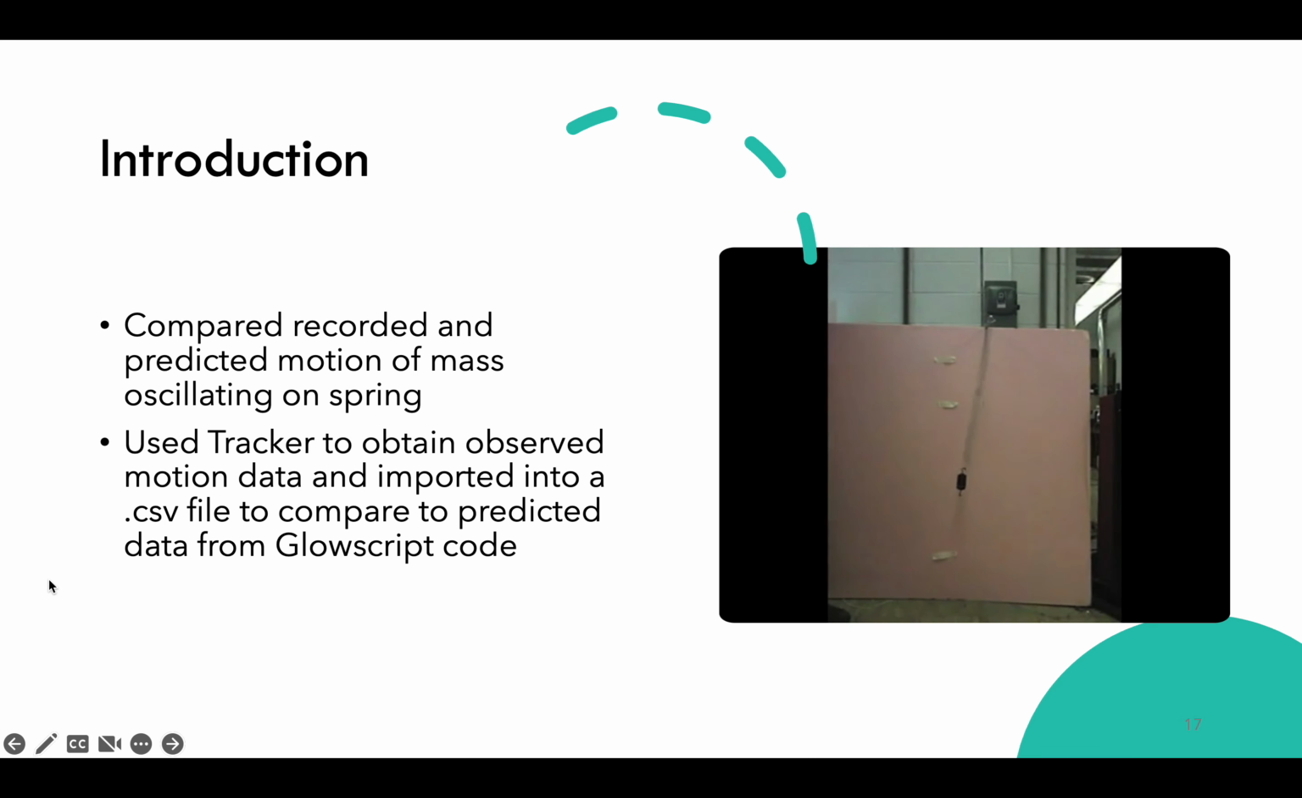So the purpose of this lab was to compare the recorded and predicted motion of a mass oscillating on the end of a spring. So I used Tracker to obtain the observed motion data, and then I imported that into a CSV file in Excel and compared that data to what GlowScript code created and predicted data.